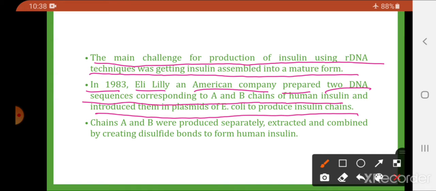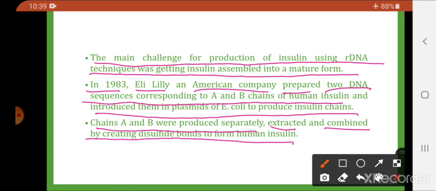अभी ये दोनों chain को उन्होंने क्या किया? They introduced them into the plasmids and then into the E. coli. Chains A and B were produced separately. क्यों? क्योंकि हमने दोनों जीन्स को सेपरेट करके प्लाज्मिड में एंटर किए थे and then these two chains would produce separately. These separately produced chains were extracted and then combined by creating the disulfide bonds to form the human insulin.